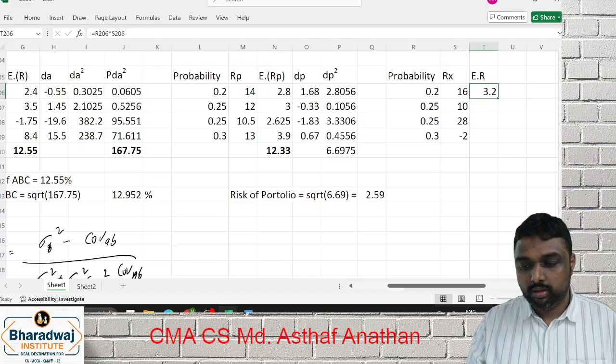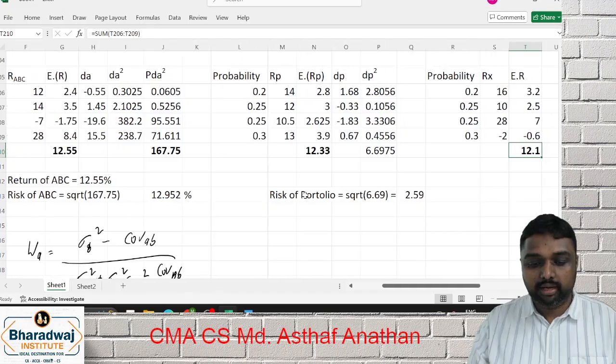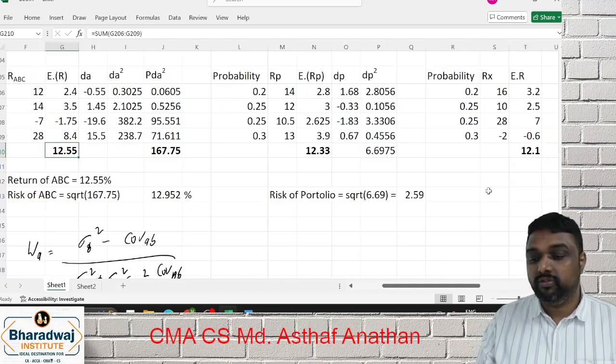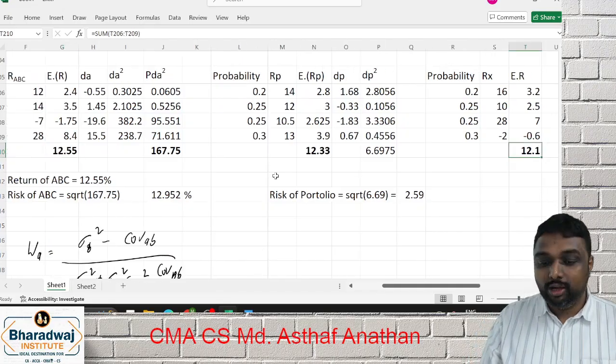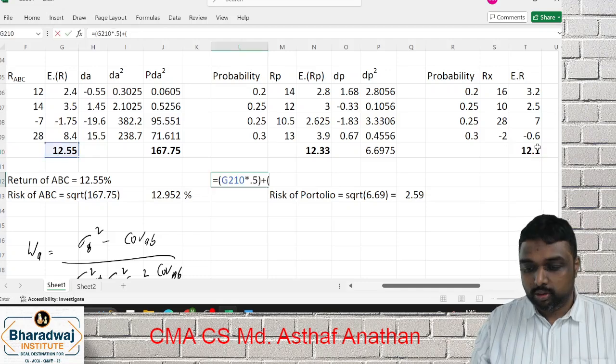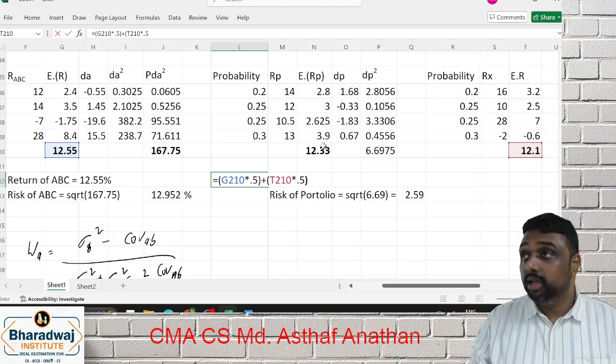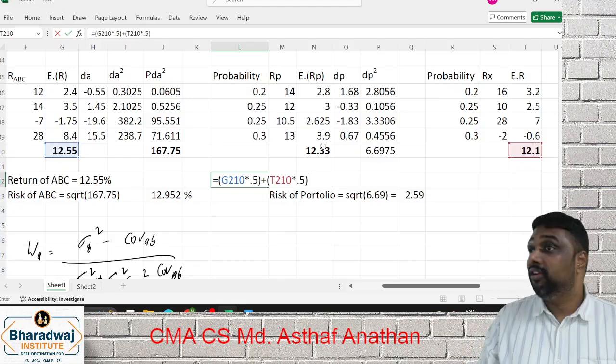Expected return. Actually, we thought of not doing it, but for the second part we require it anyway. There is one more shortcut for getting this return. You take 12.55 and 12.1, equal weight only. So this 12.33 you will get in another way: 12.55 into 0.5 plus 12.1 into 0.5.